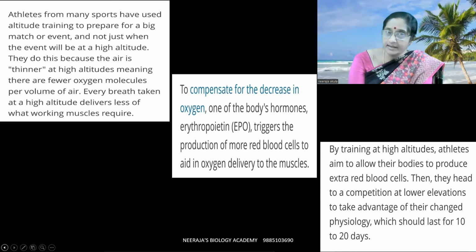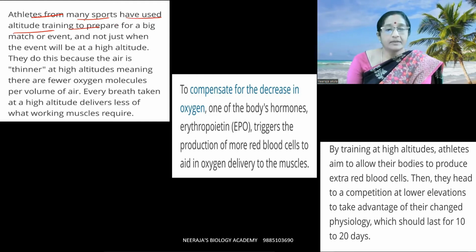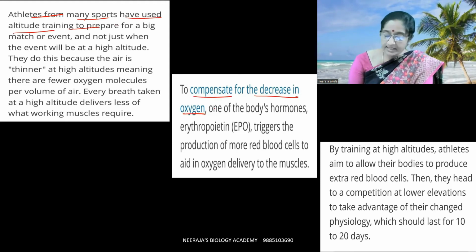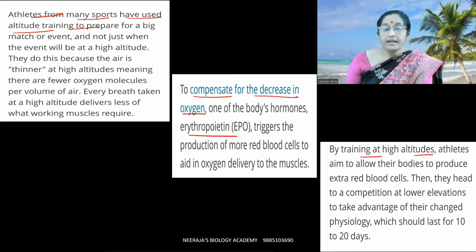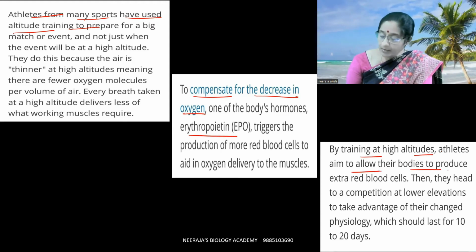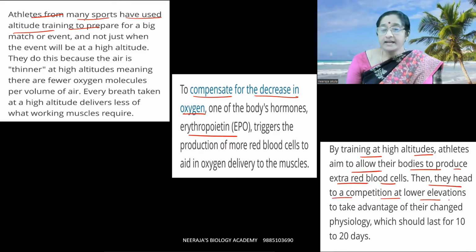Many times we got this question related to assertion and reason. So athletes from many sports have used altitude training because to compensate the decrease in the oxygen level, as a result, erythropoietin hormone is released. The training at high altitudes, athletes aim to allow the bodies to produce extra blood cells. Head to competition at lower elevations to take advantage of their changed physiology that should last for nearly 10 to 20 days.